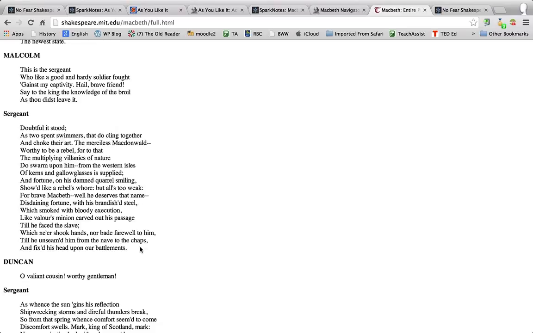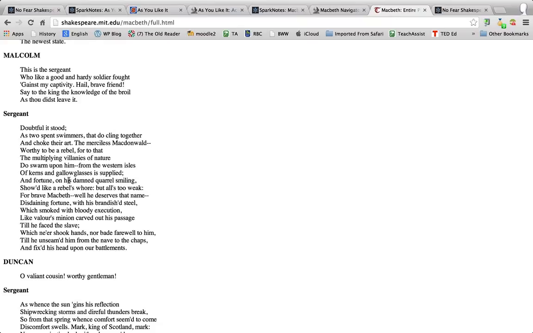Oh, that's great. So I know that Macbeth goes to fight MacDonald, and this I just happen to know that this means unseamed him from the nave to the chaps. So cut MacDonald open from the stomach all the way to his chaps, his neck, and fixed his head upon our battlements. And he chops off his head and puts it on the battlements. So one thing I would say here is, if you don't understand something, go back and reread it. So this is the third thing I want to say. I've sort of gone through a passage with you. I've previewed something with you. But definitely reread if you need to and go slow.